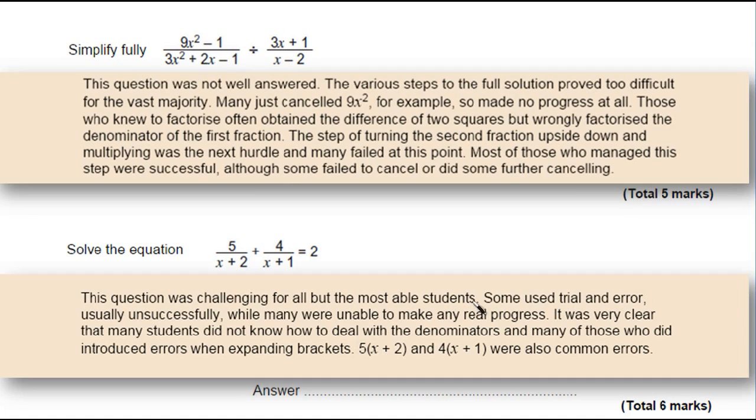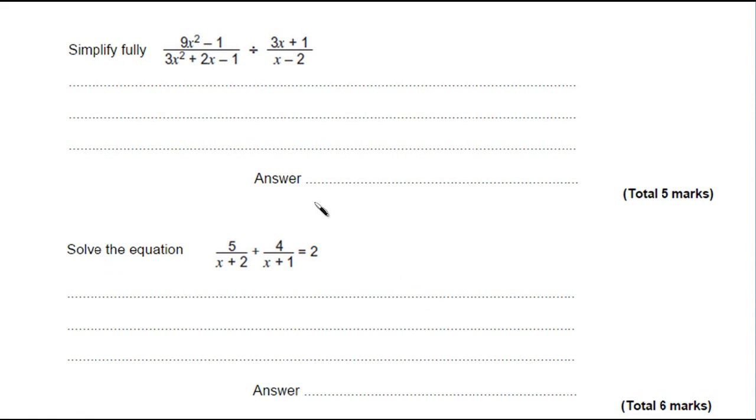Some used trial and error, usually unsuccessfully, so not a good idea, while many were unable to make any real progress. It was very clear that many students just didn't know how to deal with the denominators, and many of those who did introduce errors when expanding the brackets, and they have this 5 times x plus 2 and 4 times x plus 1 were common errors. So let's deal with these one at a time. Let's remove the remarks and start with this one here.